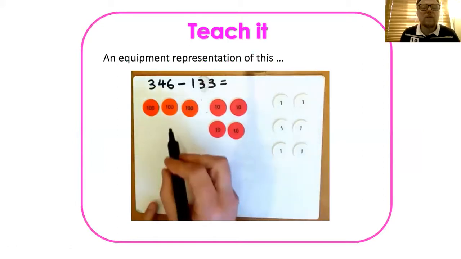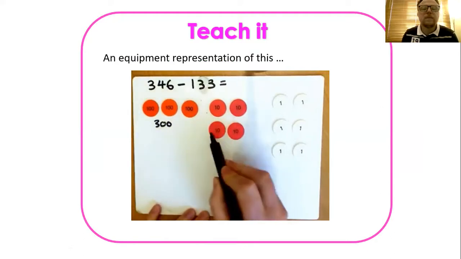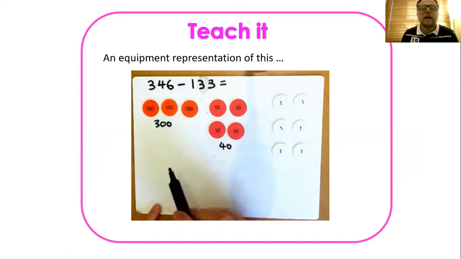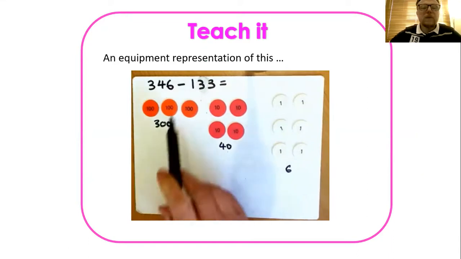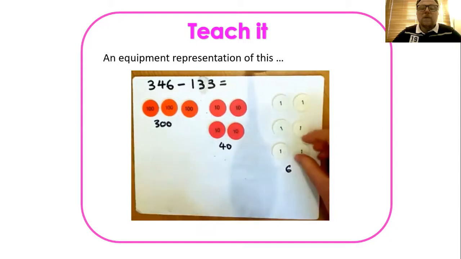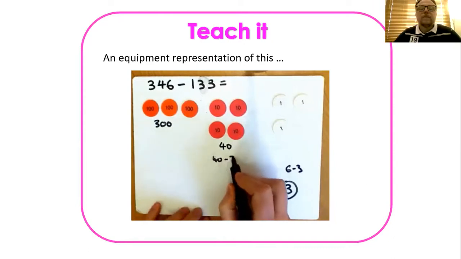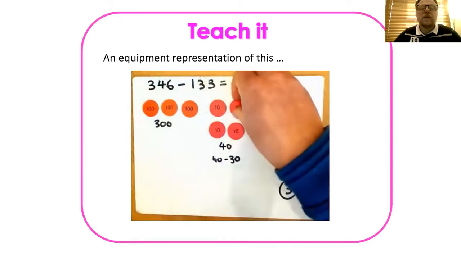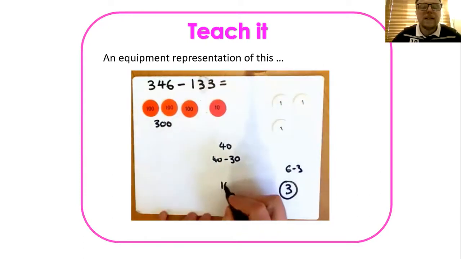So 346: 300, 40, 4 tens, and how many ones? 6 ones, 346. I've made it with my equipment. I'm going to take away 133. I'm going to start with my ones because that's what we do with the columns. I'm going to take 3 ones away. So 6 take away 3 is 3. I'm going to do 40 take away 30, which is my tens. I'll take 3 tens away, or 4 take away 3, but they're tens. I'm left with 1, but 1 ten, so that's 10.